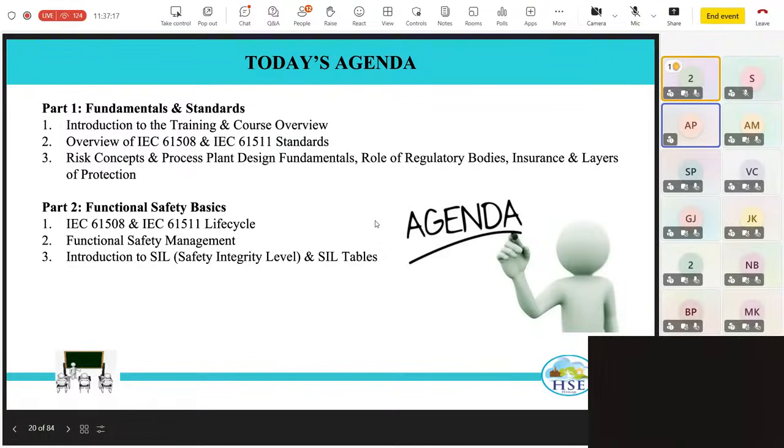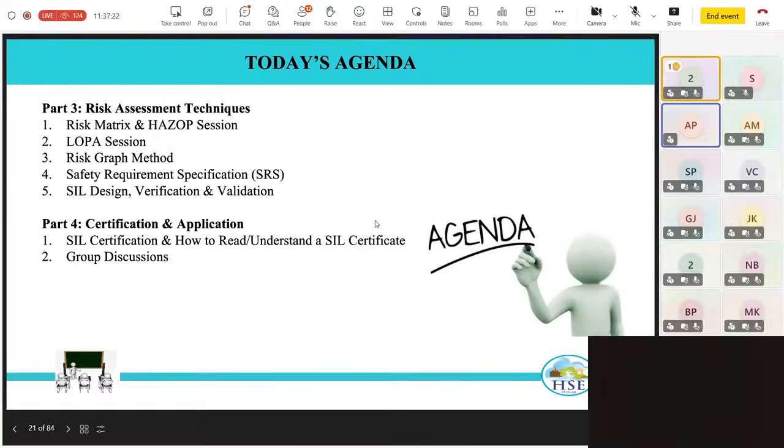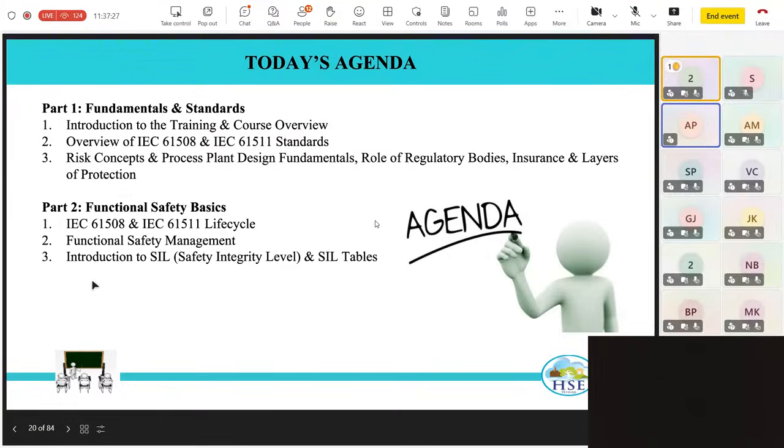The second topic in part 1 is the overview of the IEC 61508 and IEC 61511 standards. The third is risk concepts and process plant design fundamentals, the role of regulatory bodies and insurance bodies, and layers of protection. Then part 2 will cover functional safety basics like the IEC 61508 and IEC 61511 life cycle, functional safety management, and the introduction to SIL, safety integrity levels, and SIL tables. These are very important concepts, so please pay attention when I am explaining these things.